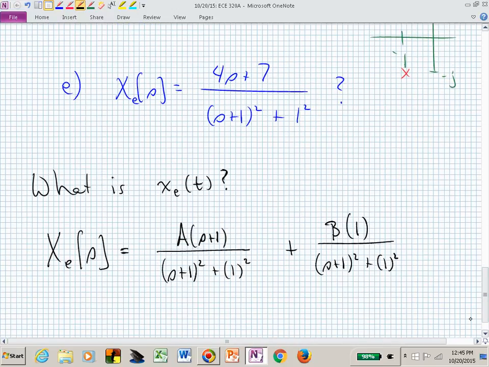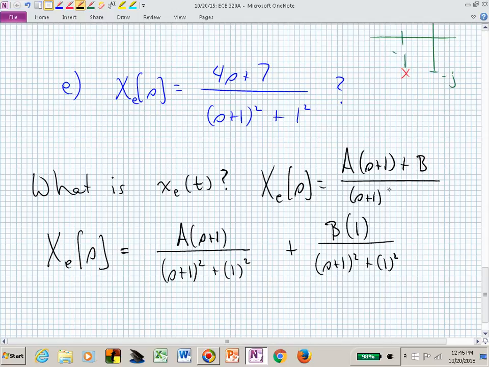Now all we have to do is pick a and b so that we end up with a numerator of 4s plus 7. I can form a common denominator. I can put that numerator over the same denominator. It's exactly the same. I'm now saying that I want X sub e of s to be some a times (s plus 1) plus b, over (s plus 1) squared plus 1 squared.